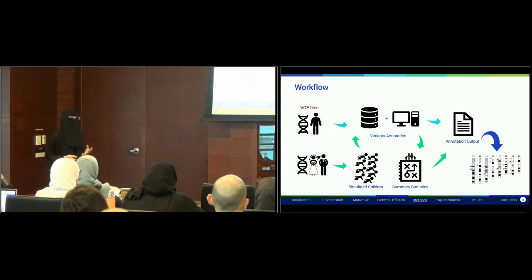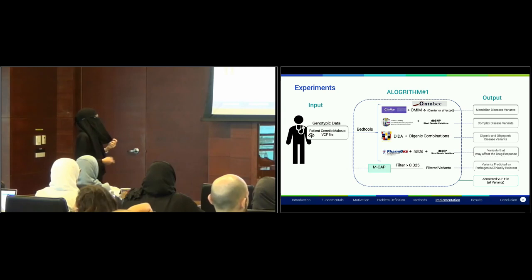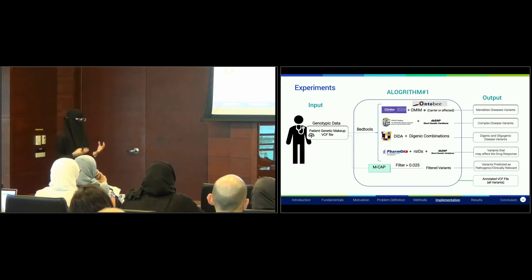Let's go deeper and understand each scenario separately. For the first scenario, we have the genotypic data of the individual. After that, our algorithm goes as follows. We developed the script with the help of bedtools intersect. We try to find the overlapping genomic features between our input file and different information in this database.